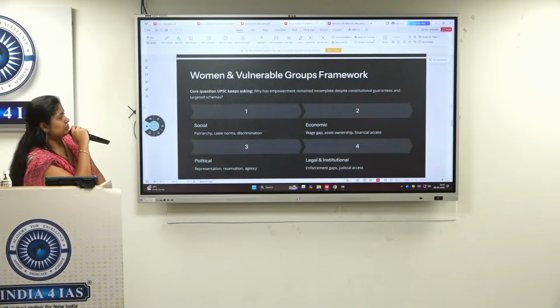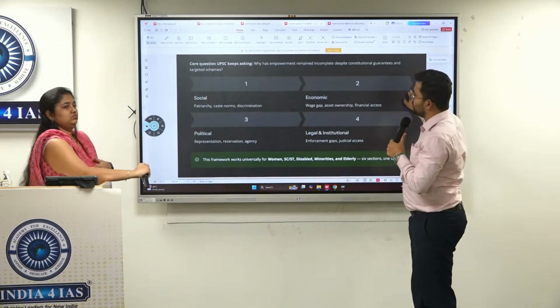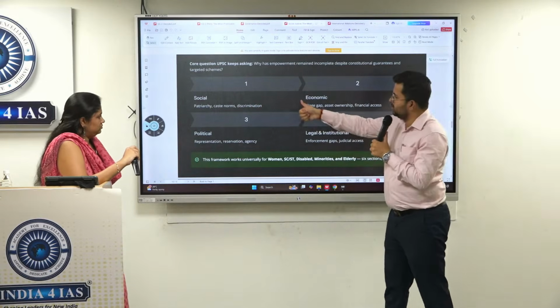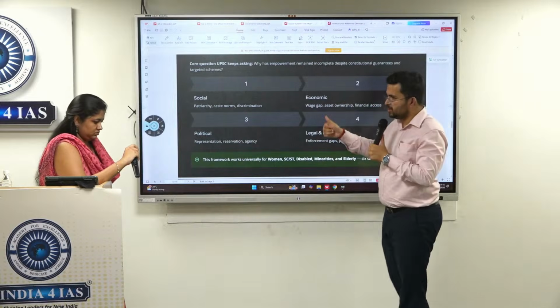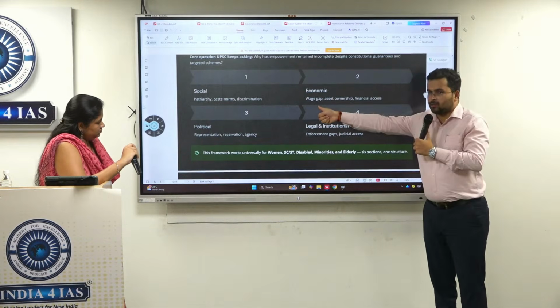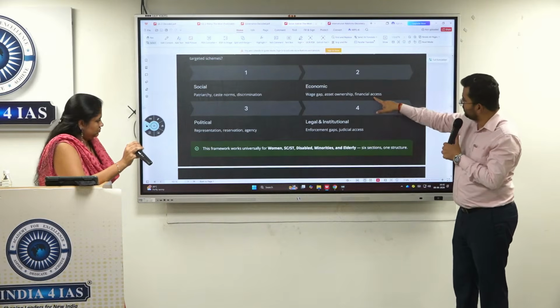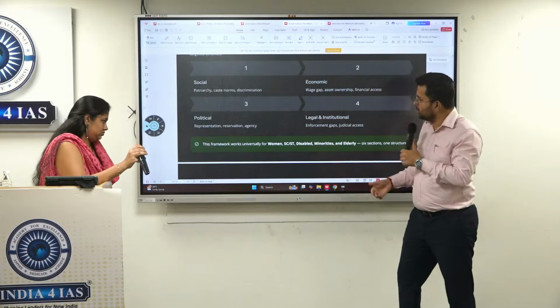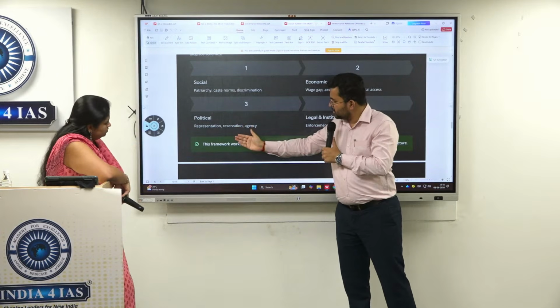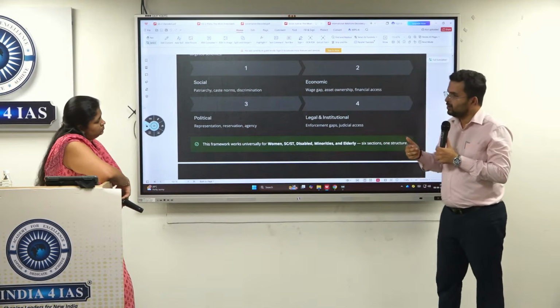Women and vulnerable groups framework. Any question on women or any particular vulnerable group, be it OBC, SC, ST, minorities, disabled, elderly, etc. You apply this framework. You can readily reproduce lots of points, and this is how you should also be making your notes. Any group question comes on all of these. The first and fourth, you talk about social parameters, you are talking about patriarchy, about caste norms. On economic, we talked about wage gap, asset ownership. Lot of data on asset ownership by women. Then financial access. Third is political representation. Then about reservation. Then agency. I've heard about Sarpanch Pati, proxy.